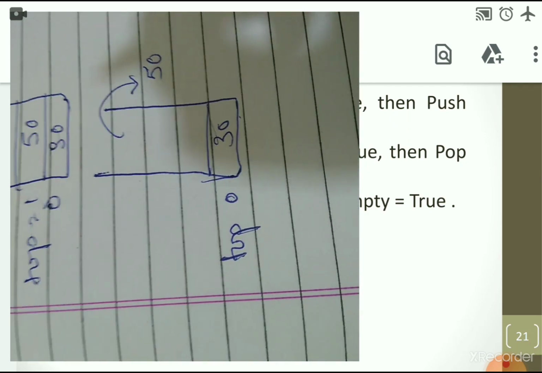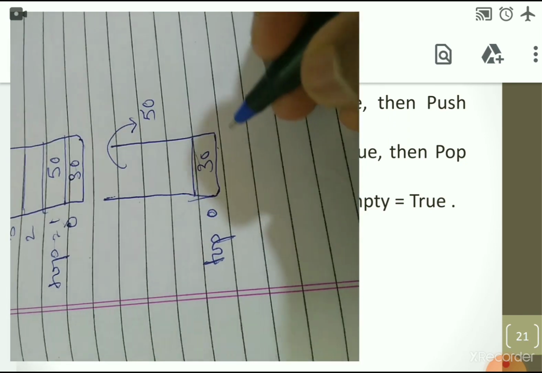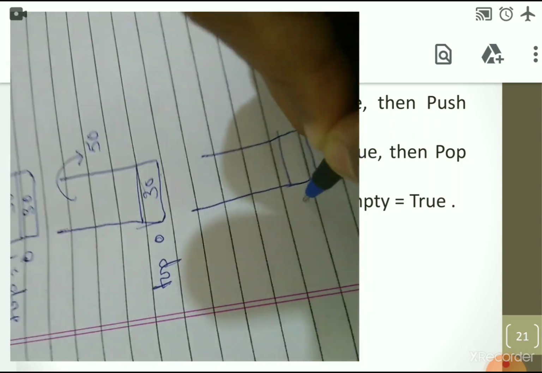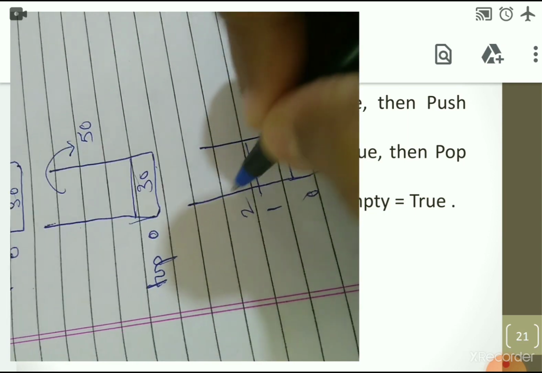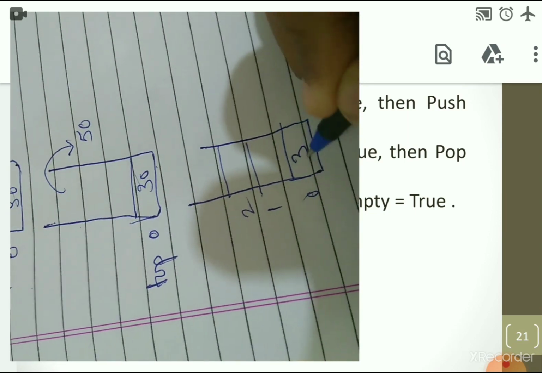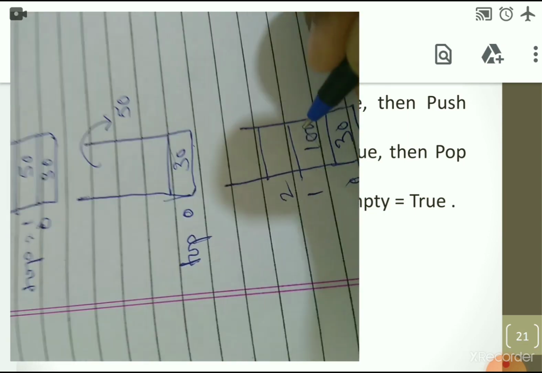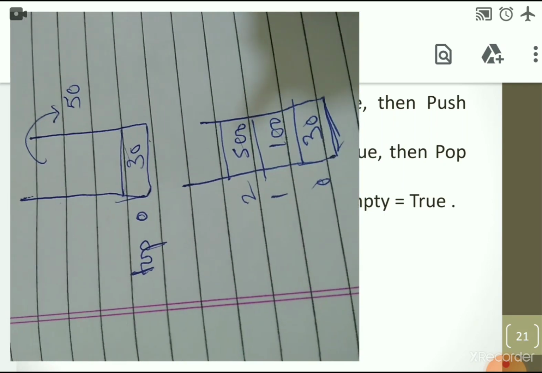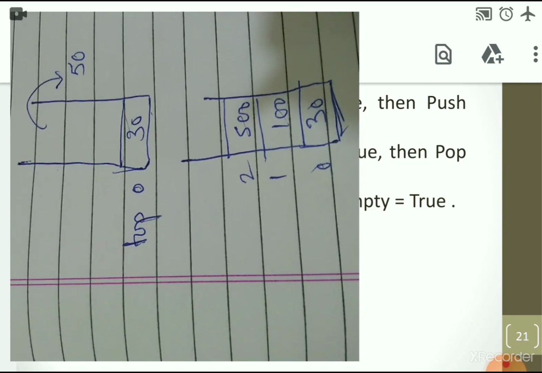Then again push 100, we have removed 50. Then again we have to push 100. So again we have to show the stack. These 0, 1, 2 positions you can show. Already it is 30 and we have to push again 100. Next again push 500. So this is the last condition of the array after all these operations you can say.